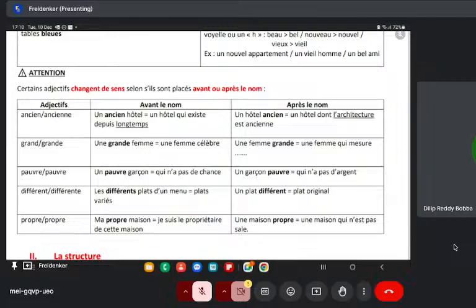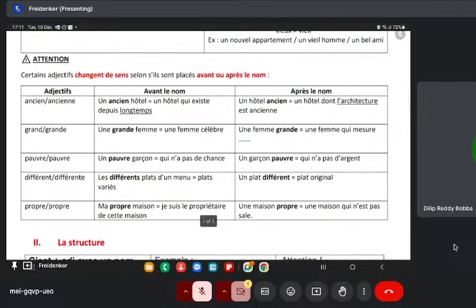So in this table we have some adjectives whose meaning changes based on where they are placed, before the noun or after the noun. The other example is grand. Grand is tall, right? So une femme grande means a tall woman. But if you place grande before femme, it means a famous woman, a person who has a big name in society. So une grande femme. Célèbre means celebrity, a famous woman.